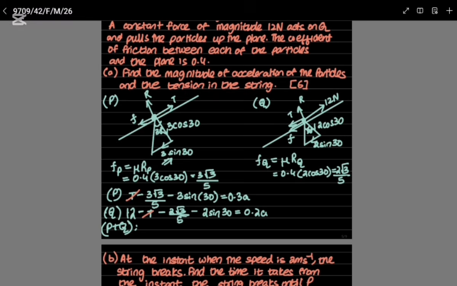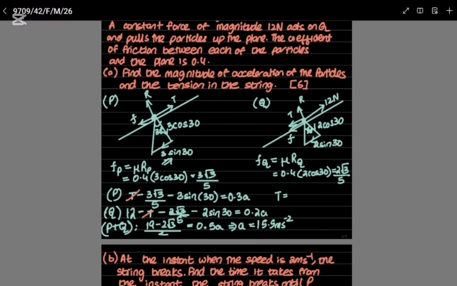So on the left hand side, what I get is 19 minus 2 root 3 over 2 is equal to 0.5a. Why 0.5? Because I added 0.3 plus 0.2. Now this implies that a is equal to, just divide that by 0.5, and you will get that your acceleration is 15.5 meters per second squared. Now what about the tension? You can use any one of the equations, P or Q, and by the way we have to find T. So just substitute it.